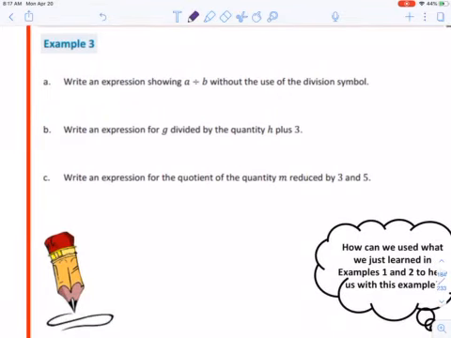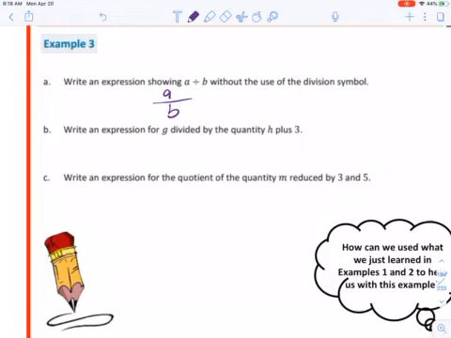Example 3. Write an expression showing A divided by B without the use of a division symbol. So we're going to fraction it up. A over B. That tells us A divided by B.